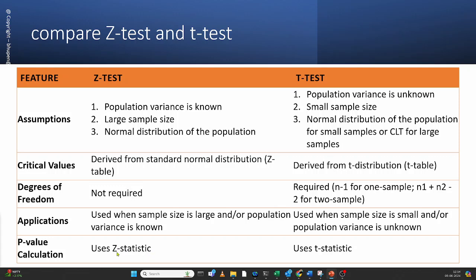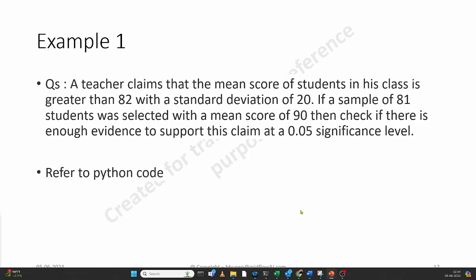For p-value calculation, the z statistic is used to compute the p-value, and here the t statistic is used to compute the p-values.